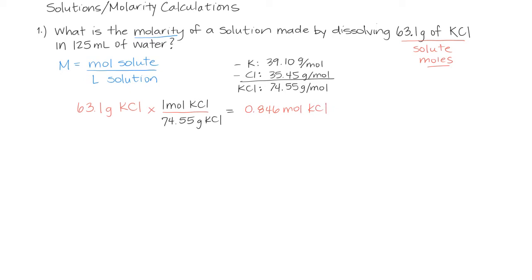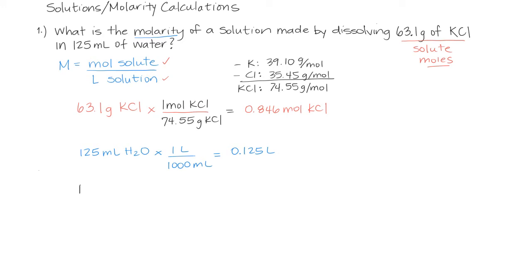So we have one part of our molarity definition. Now we need to get the liters. So we are told that we have 125 milliliters of water, and our molarity definition is in units of liters. So let's convert, because there are 1,000 milliliters in 1 liter, and so we get 0.125 liters. Now that we have the second part of our molarity definition, all we have left to do is divide.